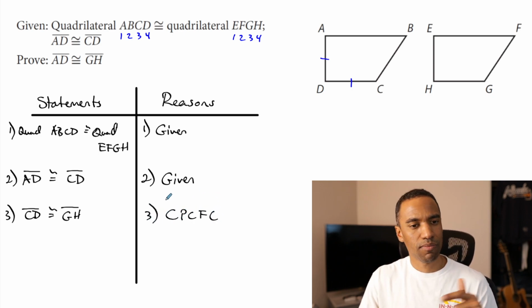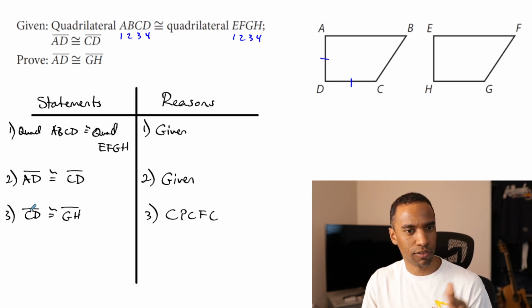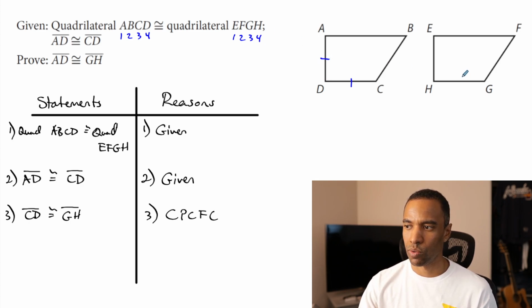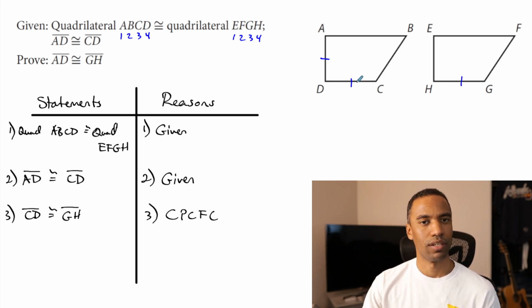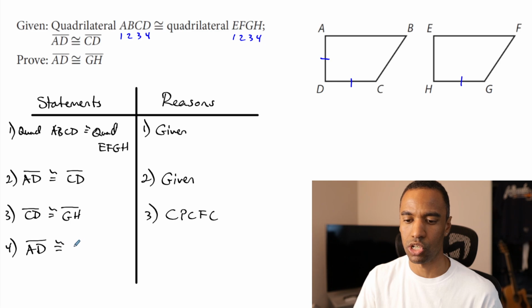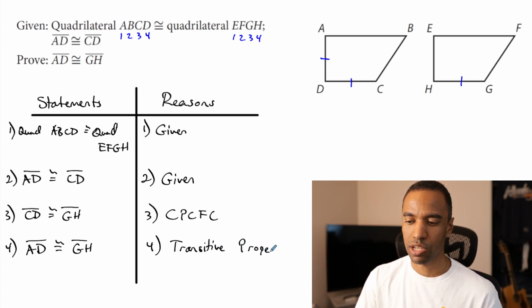then we do seem to have that transitive property in play here. If AD is congruent to CD and CD is congruent to GH, then AD is congruent to GH by the transitive property of congruence. And that's what we have here. AD is congruent to GH by the transitive property of congruence. And that's it. That's a proof, guys.